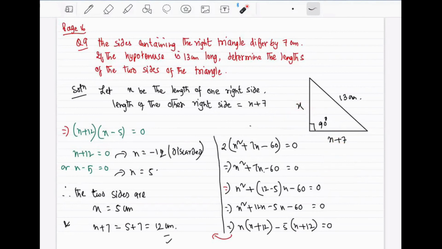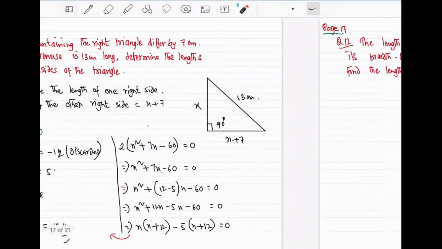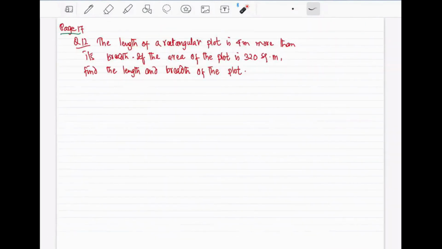And then we use Pythagoras theorem. We expand the Pythagoras theorem and then solve the value of x. And then we find out what is x and x plus 7. Simple, right? Not that very deep thing. Okay, next one. We're taking up question number 12.